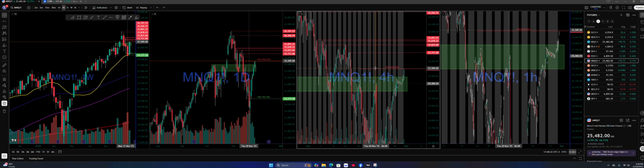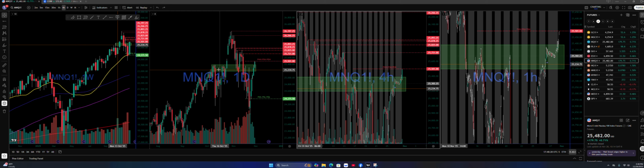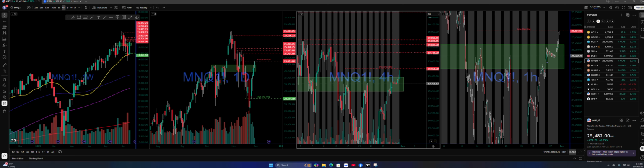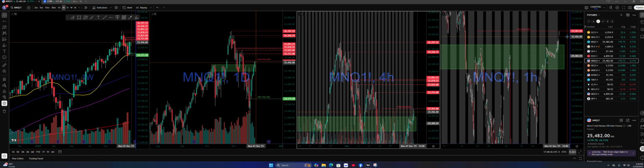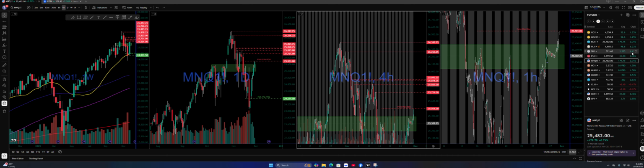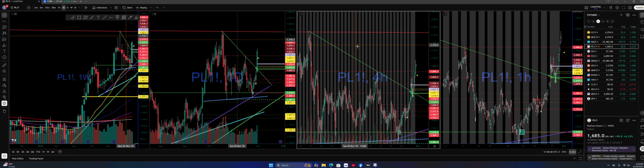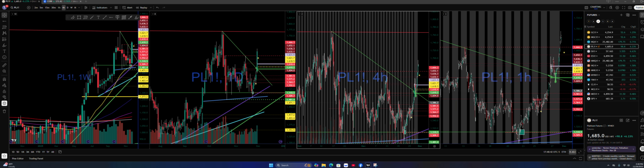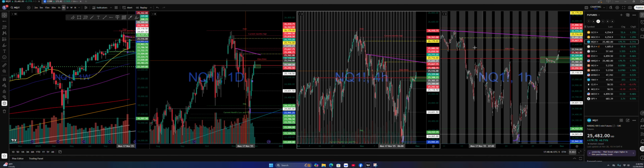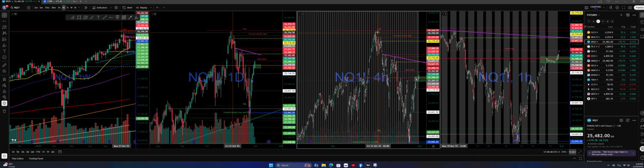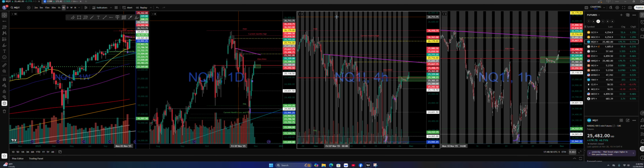I'll screenshot and send everything to the group, but if you're able to see these numbers clearly, just chart them on your charting platform. Maybe it's TradingView. No trend lines currently for platinum. No trend lines for gold. And NQ, I don't really see anything for either.